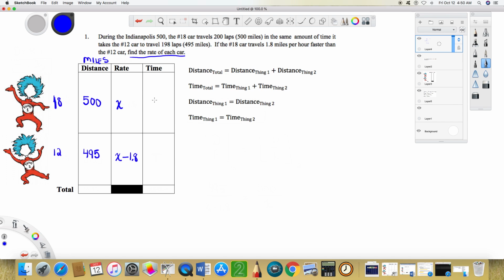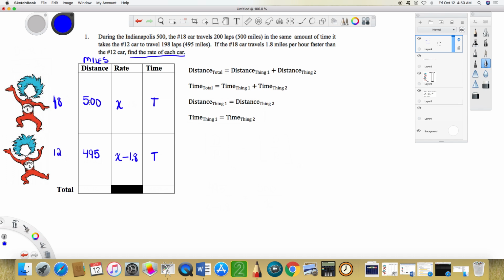I do not know the time that the race took, but I know that once they said, "All right, cars, go," you start the stopwatch, and then when 18 crossed the finish line and the checkered flag came out, the race was over. So they were on the track for the same length of time. I don't know what that time is, so I'm just going to call it T. It doesn't ask me for that time, which is why I'm not calling that variable X. The one that they're asking for is the one that I choose to be the variable X.